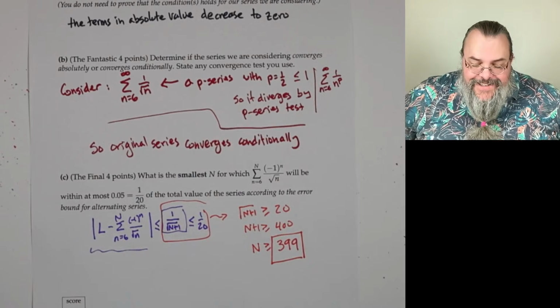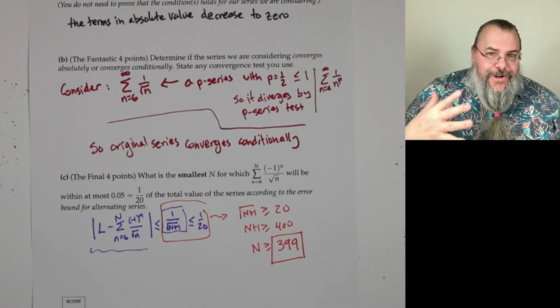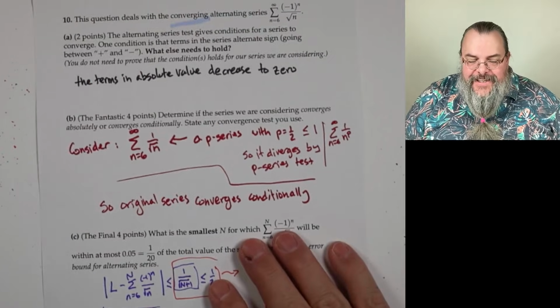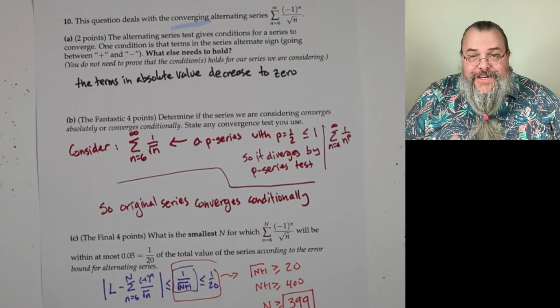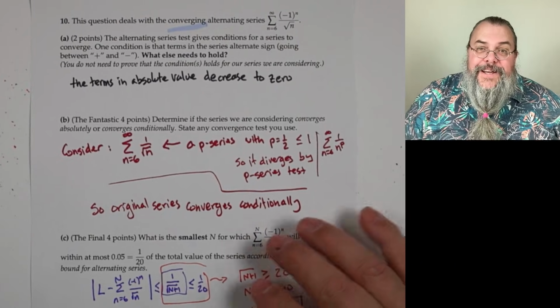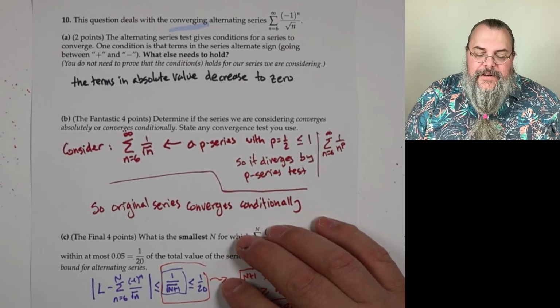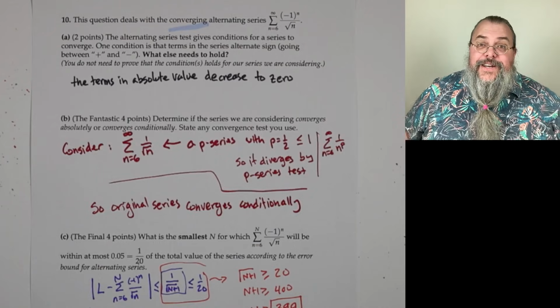And we're done! Our final 4 points! We nailed it! Woohoo! Sometimes I don't enjoy the Calc 2 exams, but sometimes you get a good one. I think this was a good one. I already said that before. But I hope you enjoyed the next one too.